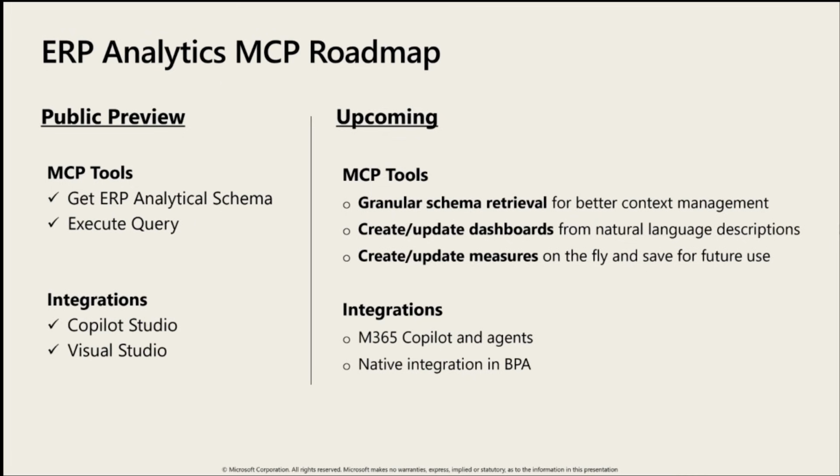We all know that context rot is a thing. When you throw too much information at your AI, some of the models might not behave as well as others. As a solution, we are going to give the LLM more granular controls over what data they can retrieve from the BPA analytical schema. So stay tuned. It's a very exciting change that's going to make your LLM application even smarter. It's already plenty smart today.